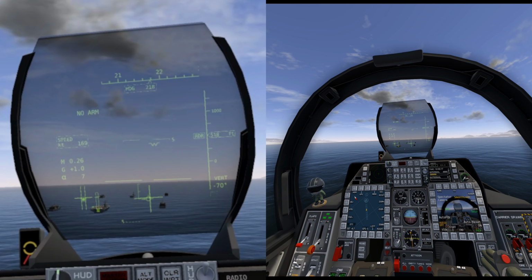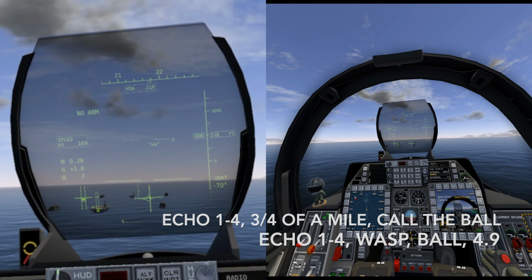When you are close to the carrier, if you have a human landing service officer, the LSO, whose nickname is Paddles by the way, they would say something like, "Echo 1-4, 3/4 of a mile, call the ball." And your response in this case would be, "Echo 1-4, Wasp, ball 4.9." So what does this mean?